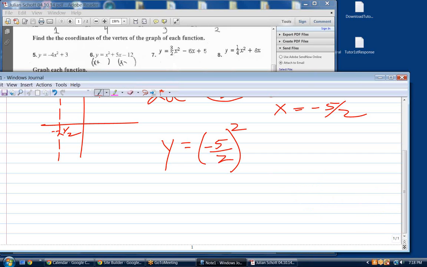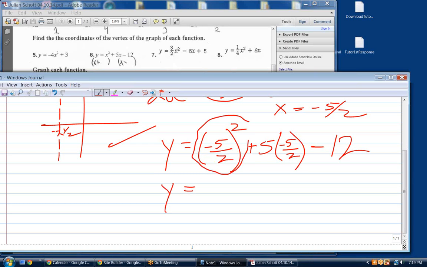So let's finish writing it. Plus 5x. How am I going to write that? Plus 5, parentheses, -5/2. This one isn't squared. This is 5x. Minus 12. So that's the first step in figuring out y. Now let's do the exponentiating and remove all parentheses. So what's this equal to?